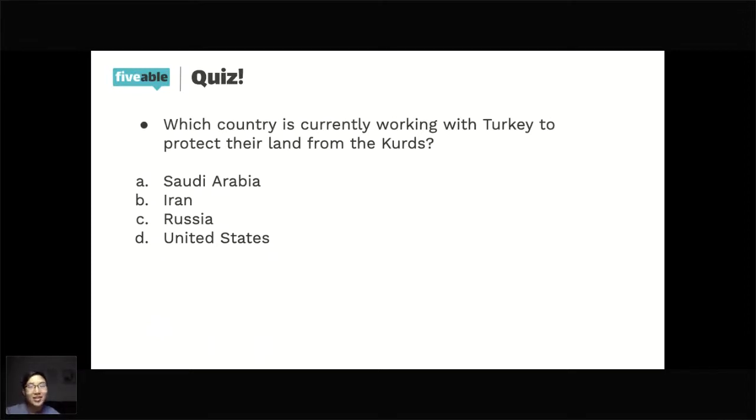All right, the answer is C. The country that is working with Turkey right now to protect their land from the Kurds is Russia. They are trying their best to fill in the power vacuum. They've been cooperating with current dictator Bashar al-Assad of Syria. And so, yeah, Russia is working with Turkey right now.